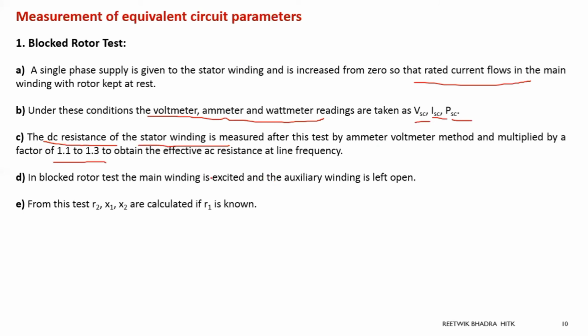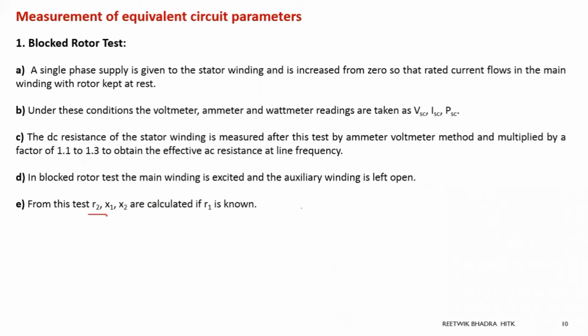One important condition which should be followed is that in the block rotor test, the main winding is excited and the auxiliary winding is kept open. So the main winding is given the supply, and there is no supply given to the auxiliary winding. And what are the parameters that have to be calculated from here? If R1 is known, which has to be calculated previously, R2, X1 and X2 are to be calculated from this test. XM will be calculated from the other test.